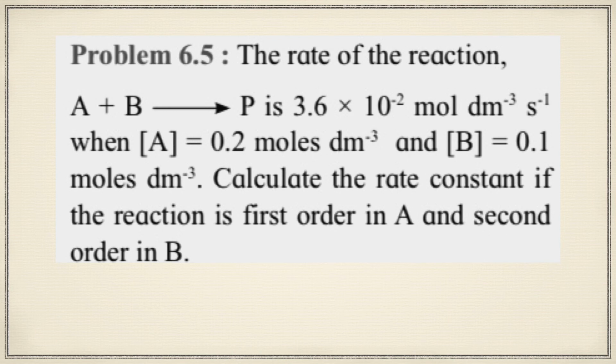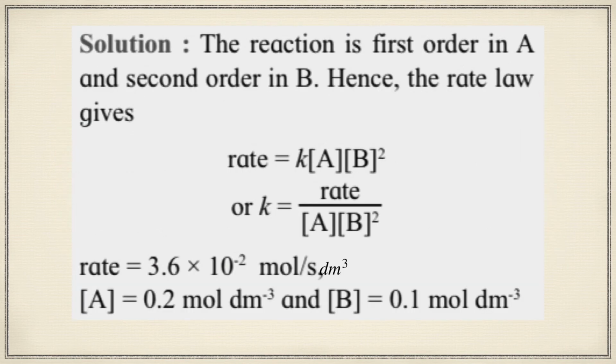So by this we can first write down what is rate law. So rate is equal to K into concentration of A raised to X into concentration of B raised to Y. Over here X will be equal to 1 and Y will be equal to 2, as it is first order in terms of A and second order in terms of B. So we write rate is equal to K into concentration of A into concentration of B raised to 2, or I can write it as K is equal to rate upon concentration of A into concentration of B raised to 2.